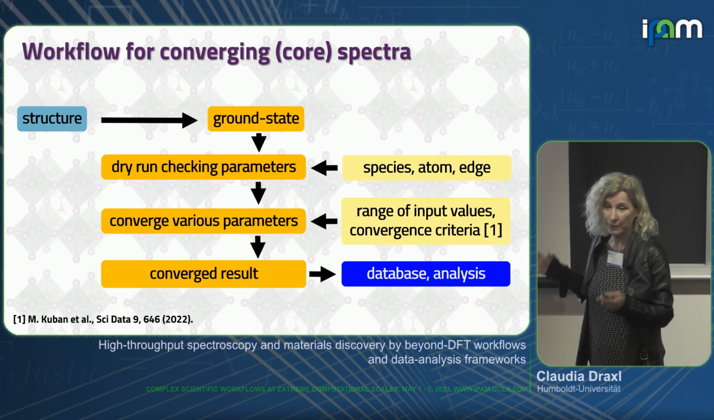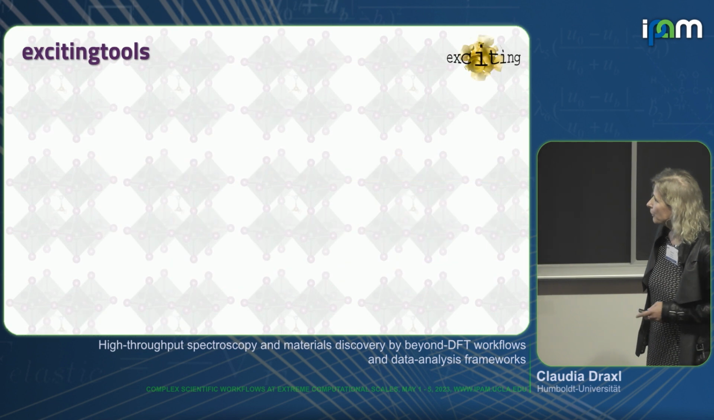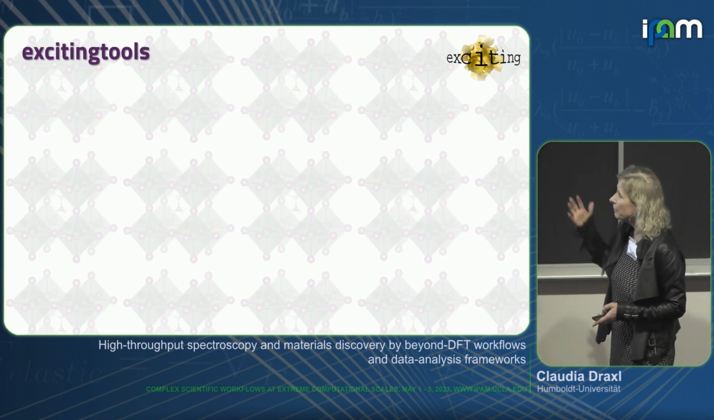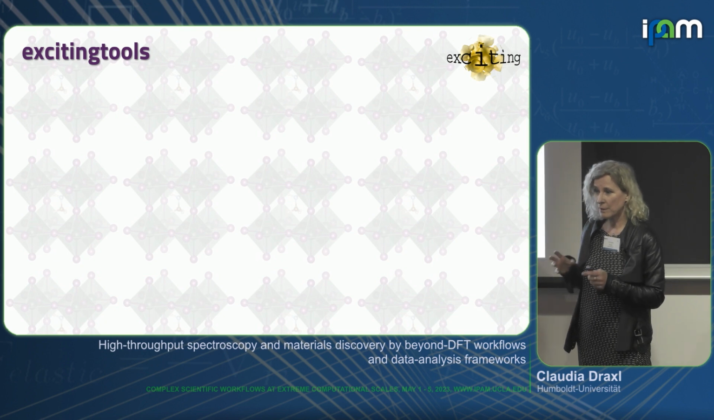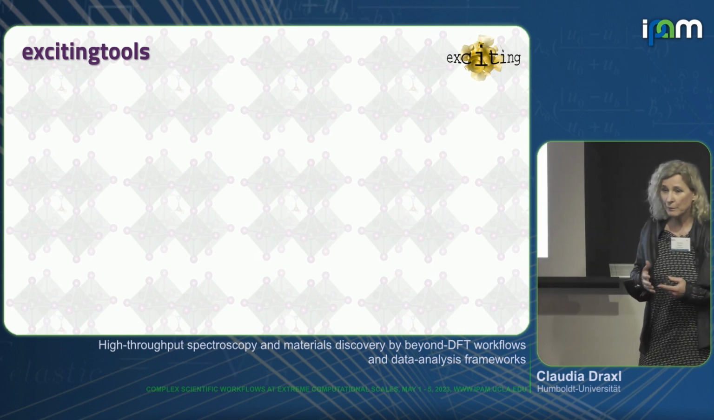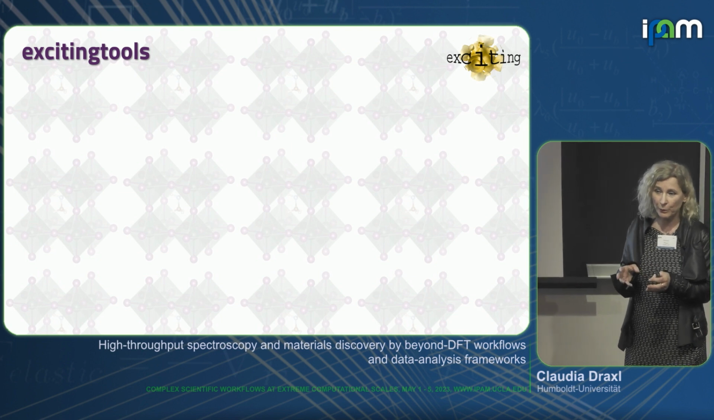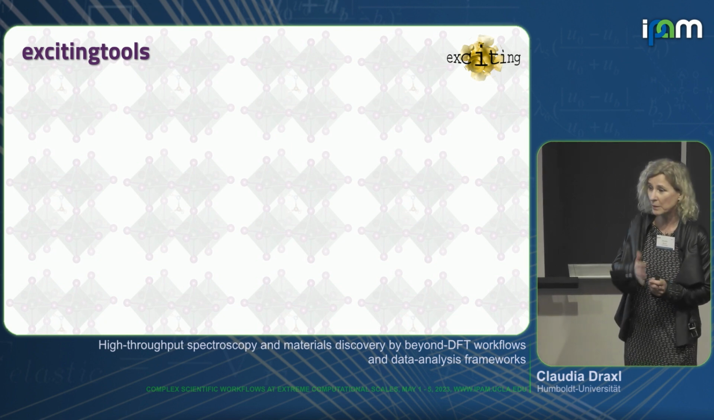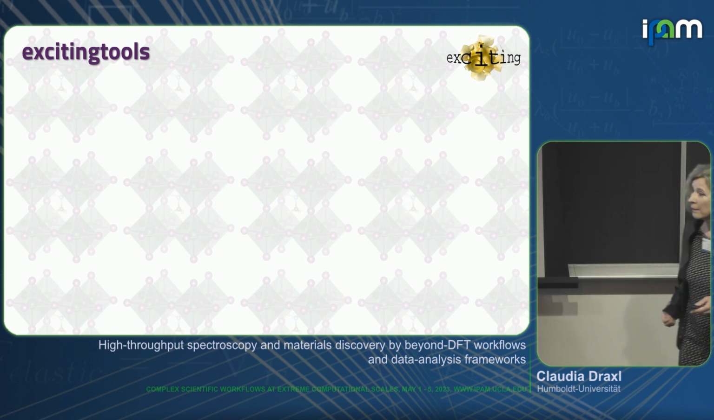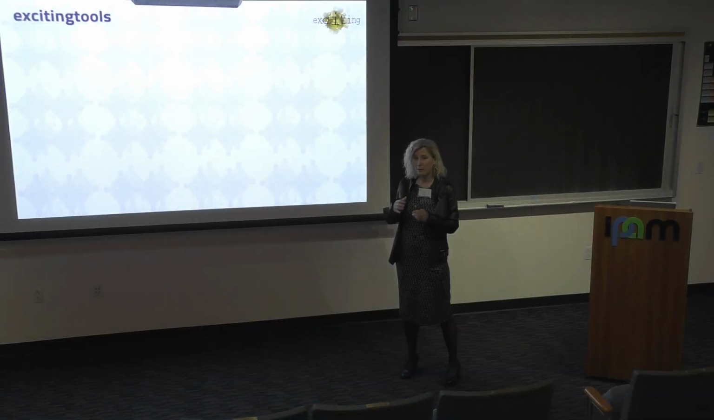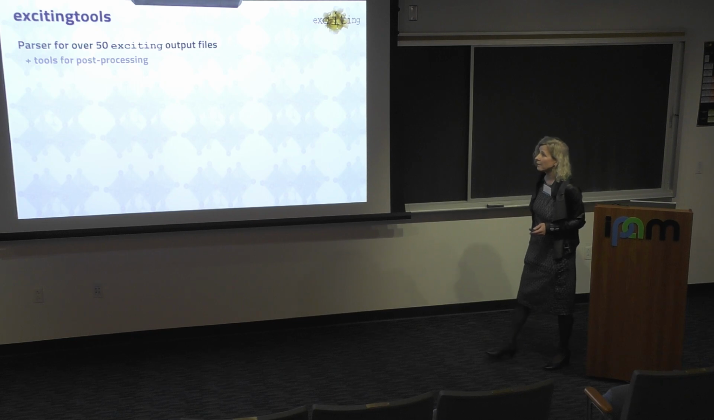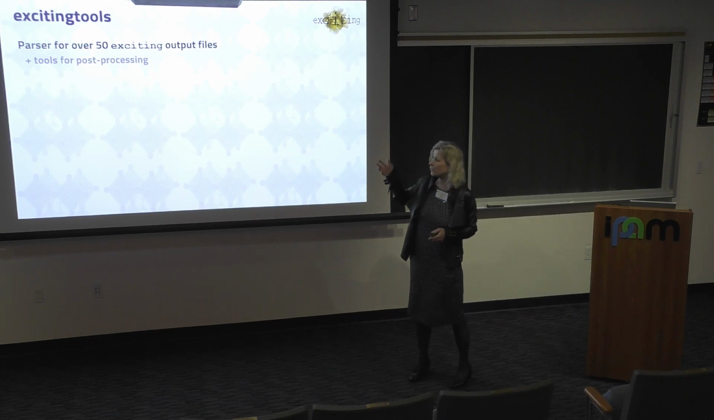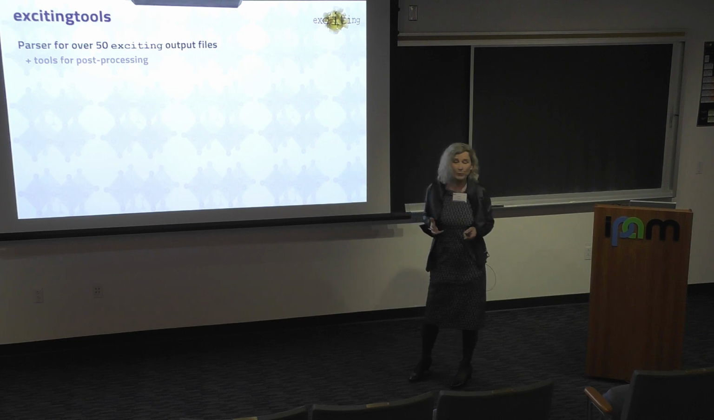If you have this, you can hide all the complexity from the user. In order to do so, it's always good to have some tools in hand that you can use, let's say predefined workflow engines or workflows, like ASE. There are programs for this, and we heard about the Materials Project workflows yesterday. So you can use them, but it's always good to have a layer in between these ready-made workflows and recipes and your code to link them. And Exciting Tools is one of these layers. It has parsers for more than 50 output files, so all these different things that the code can compute.